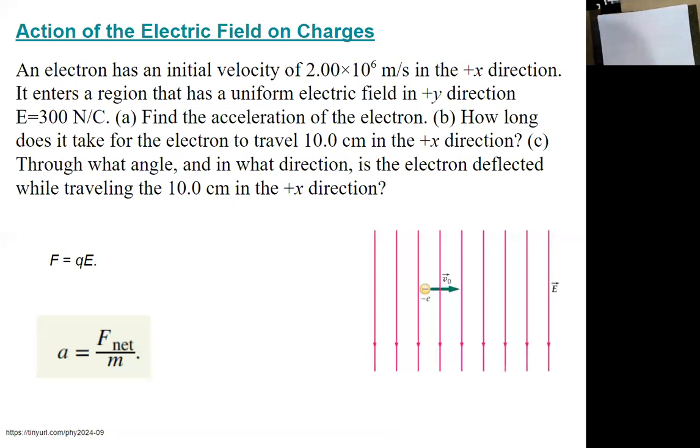But I'm going to just put it out here. For the electron, the charge of the electron is typically written as e. So just keep in mind e is the Q here. That's 1.60 times 10 to the negative 19 coulombs. The mass of an electron is 9.11 times 10 to the negative 31 kilograms.